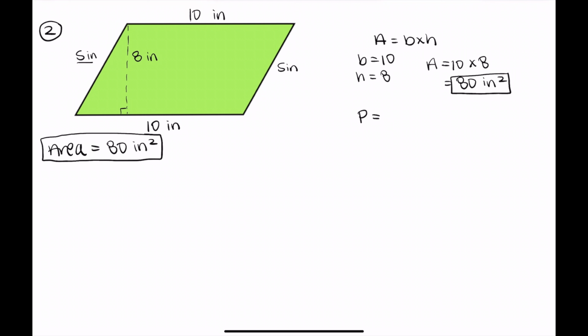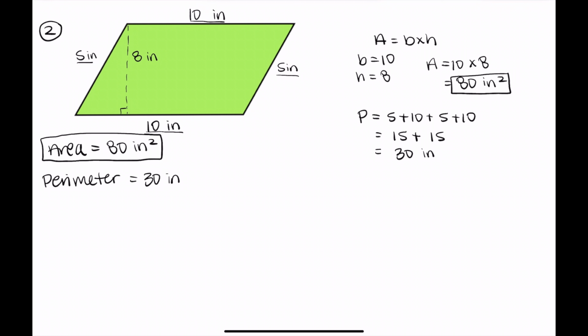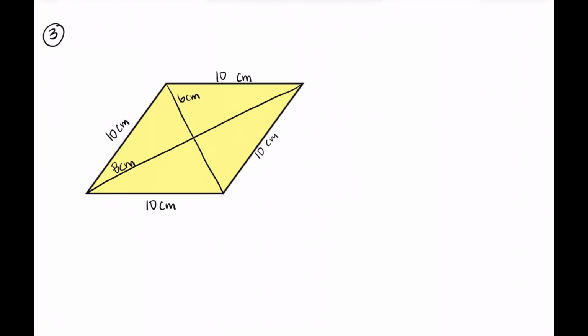Again, perimeter is just adding up all the sides that go around our shape. So in this case, we have 5 inches, 10 inches, 5 inches, and 10 inches. When I add those all together, I get 15 plus 15, and we know 15 plus 15 gives us 30 inches. So our perimeter would be 30 inches, and our area is 80 inches squared. That wraps up our second practice problem.